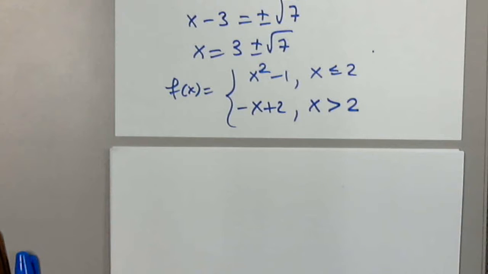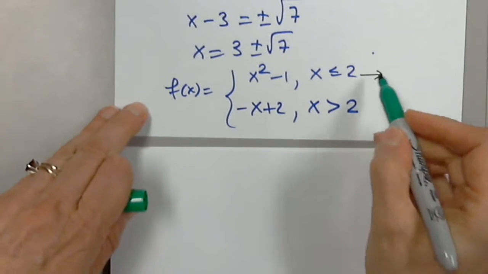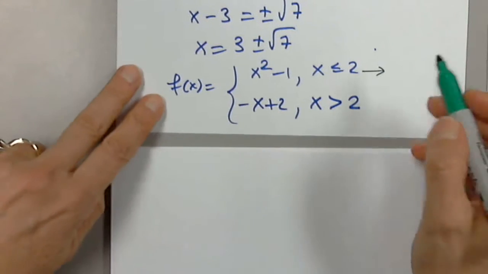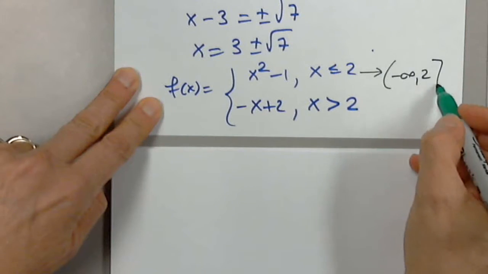So let's change each inequality into interval notation. Please give me the interval notation that represents x less than or equal to 2. Negative infinity to 2, exactly, with a bracket. Very good. Perfect. So this is negative infinity to 2.